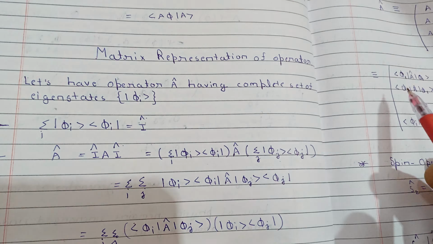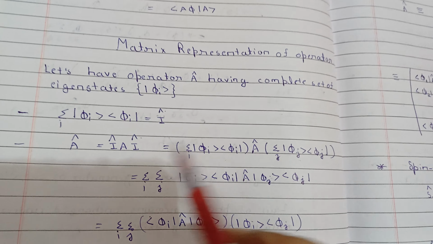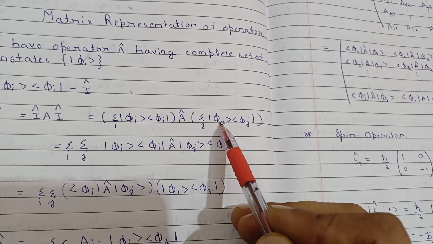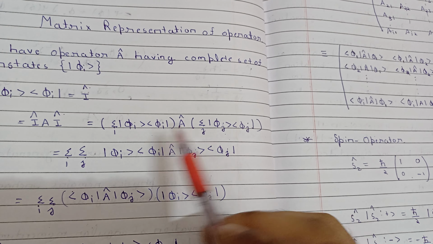So this is the completeness relation, we already said that. Now we can write any operator A in this form, I A I. This will give us the same result A. So write in place of I this one and this J. So see, this is I, this is J. So these are the same things.